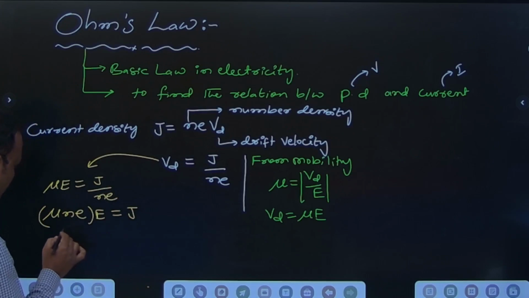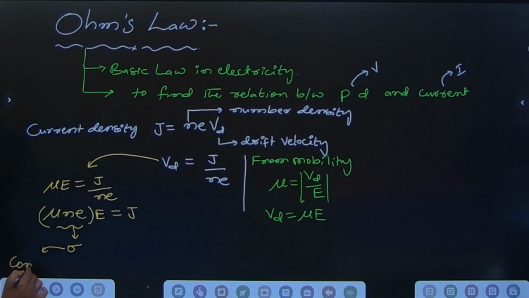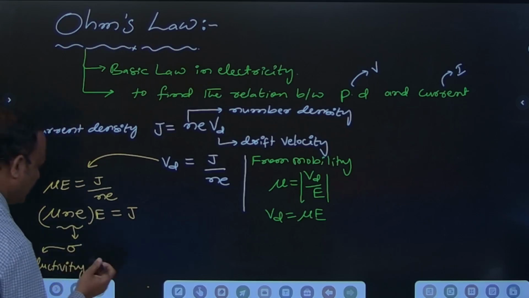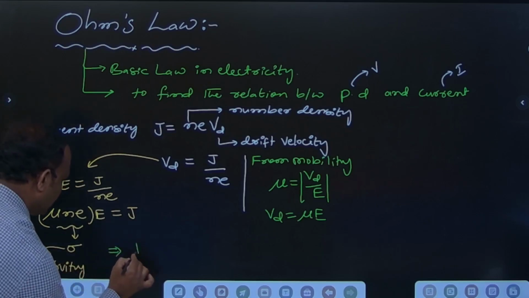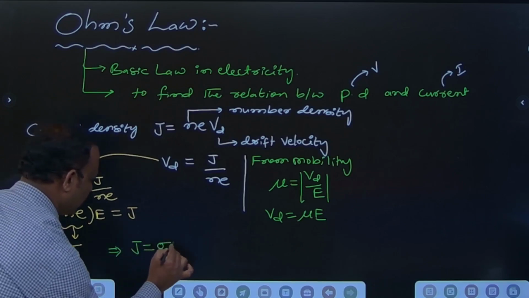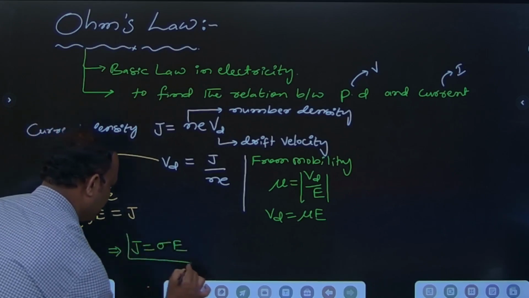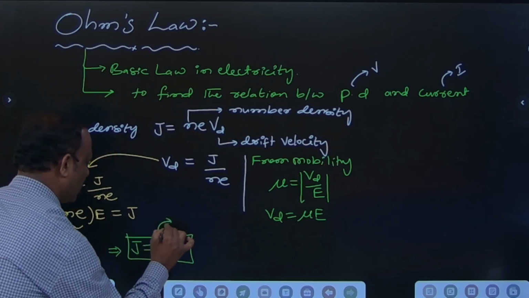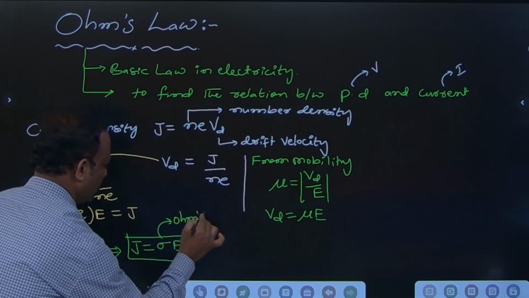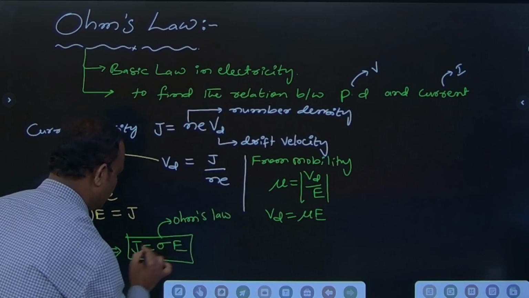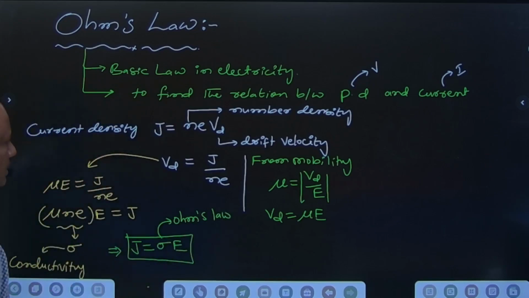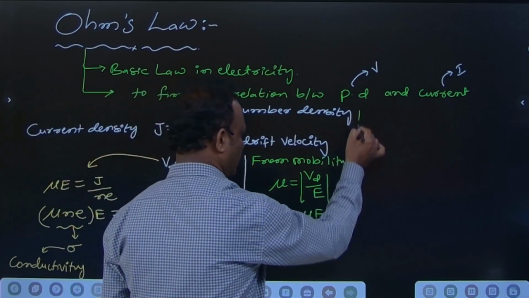So this is sigma. Sigma is conductivity. Conductivity is the reciprocal of resistivity. So from here we can say J is equal to sigma into E is another form of Ohm's law. So J is equal to sigma into E. Yes, so now I am continuing with this.